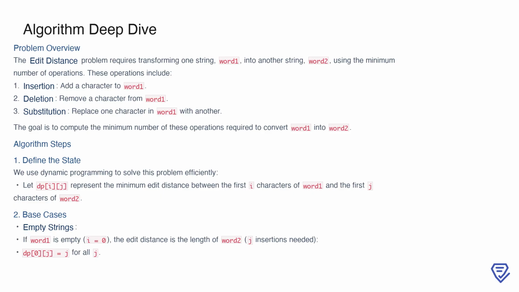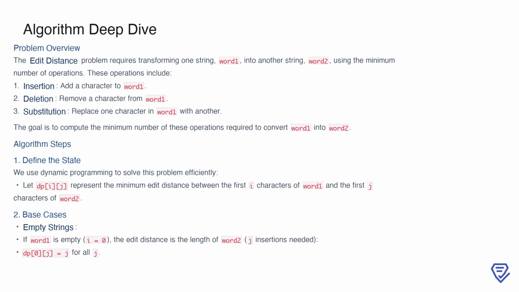The edit distance problem involves transforming one string, word1, into another string, word2, using the minimum number of operations. These operations include inserting a character into word1, deleting a character from word1, or substituting one character in word1 with another. The goal is to compute the minimum number of these operations required to make the transformation. To solve this efficiently, we use dynamic programming.